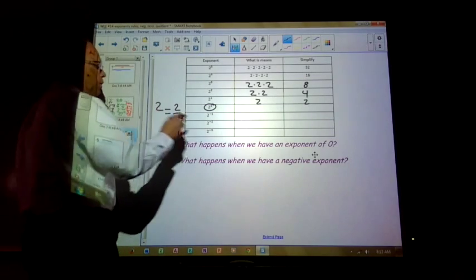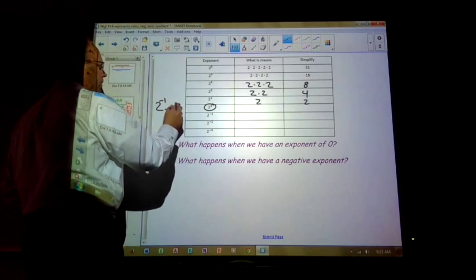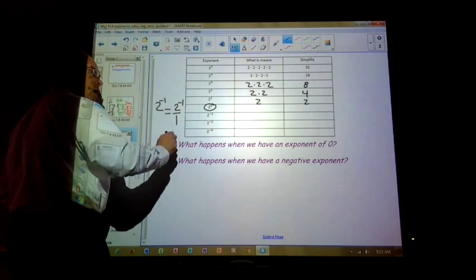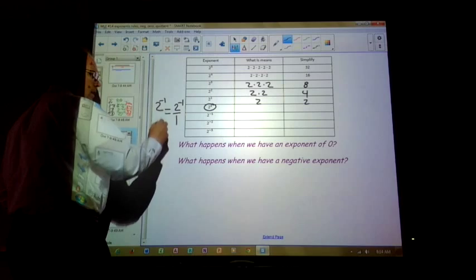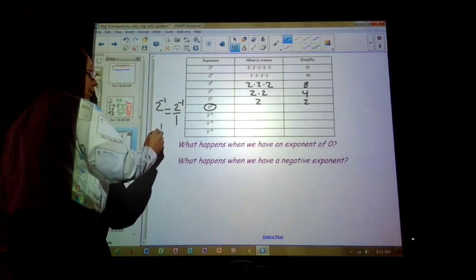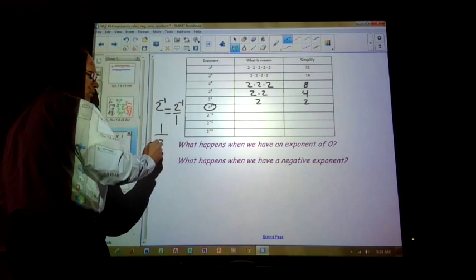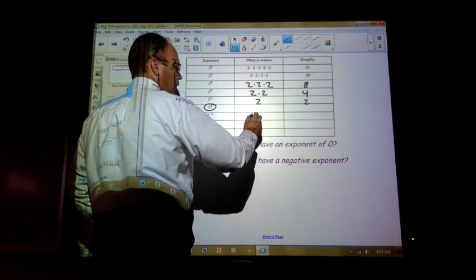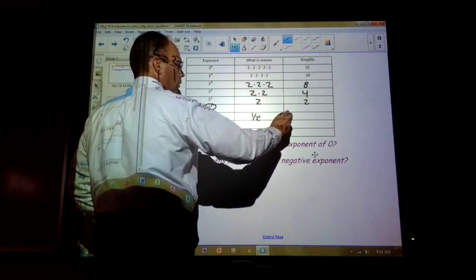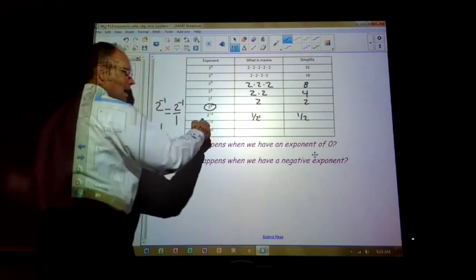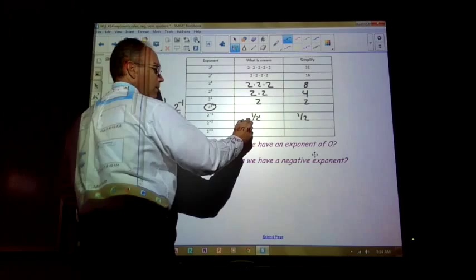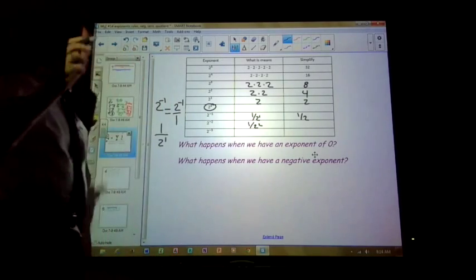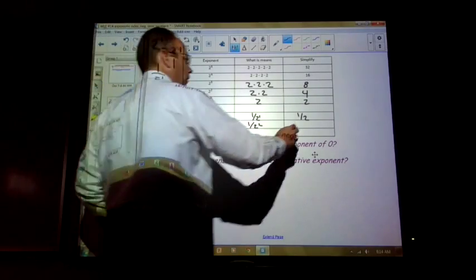Okay? So if I have 2 to the negative 1 like this, that means I want to move what's up here down. If I move everything down, I'm left with a single unit. So this becomes 1 over 2 to the 1st, which is just 1/2. But then if I had 2 to the negative 2, that's going to be the same thing as 1 over 2 to the 2nd. And 2 to the 2nd is 4, so this becomes 1/4.